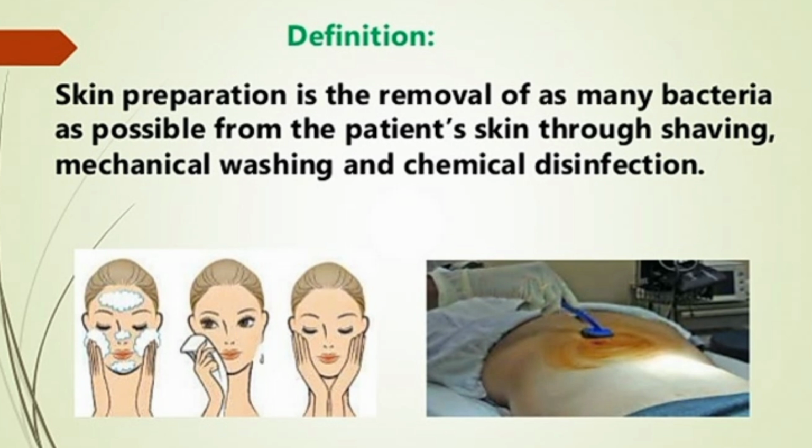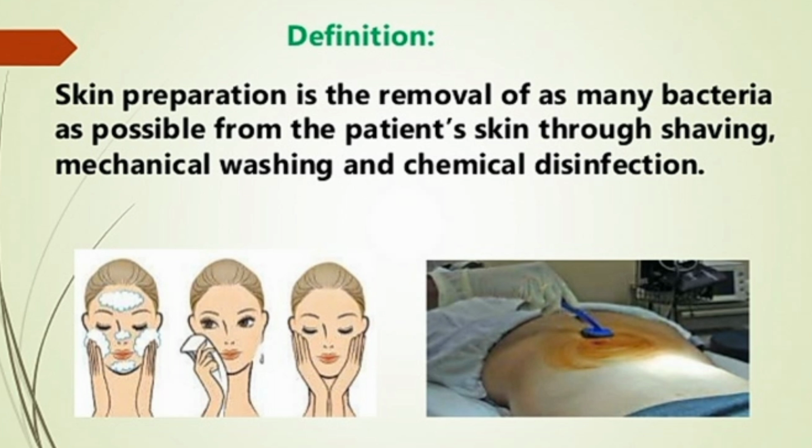Skin preparation is the removal of as many bacteria as possible from the patient's skin through shaving, mechanical washing and chemical disinfection. Here our main focus is removing the bacteria from the skin, by shaving, mechanical washing and chemical disinfection. Shaving means we can use a blade and razor. Mechanical washing means through the trimmer. Nowadays they remove the hair with an electrical trimmer.